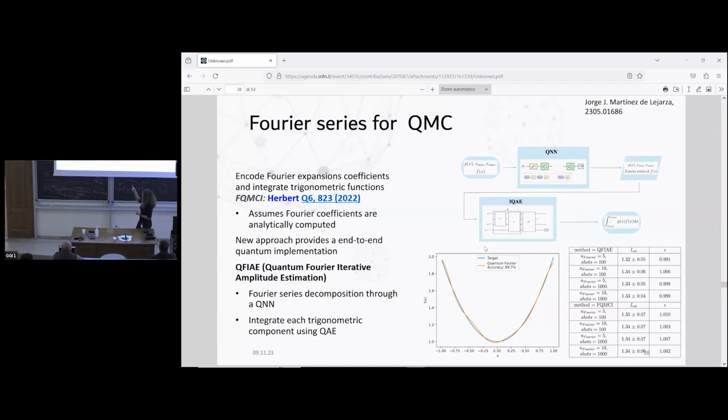So what we did, this is a PhD student who is still working with us, is to build a quantum neural network. You see the little box up there that does the Fourier expansion for us. In this way, the whole pipeline is actually quantum. You have your QNN that calculates the Fourier expansion coefficients. You have the quantum amplitude estimation-based method that will run the integration of each one of your trigonometric functions.